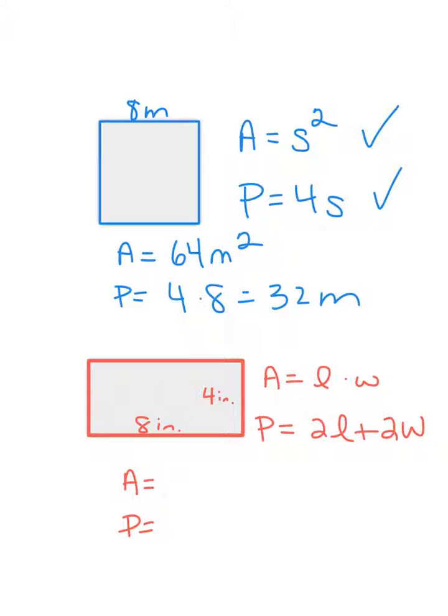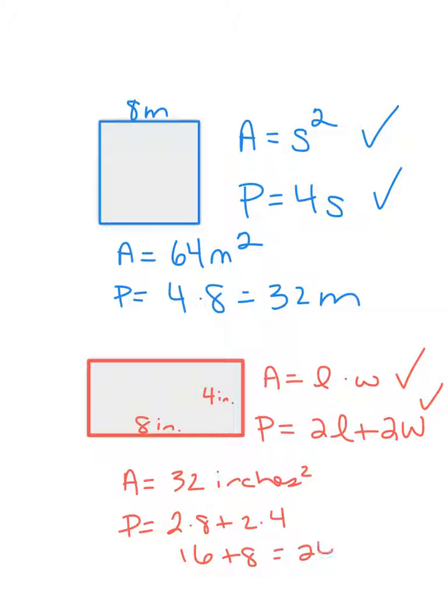If we look at a rectangle now, we know the area is length times width, and we know the perimeter, when we add up all the way around, is 2 times the length plus 2 times the width. So our area is going to be 8 times 4, which is going to be 32 inches squared. And if we look at the perimeter, we have 2 times the length, so it would be 2 times 8, plus 2 times the width, which is 4, so it gives me 16 plus 8, which gives me 24 inches.